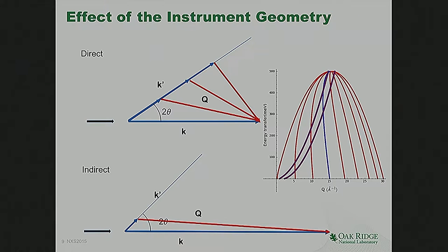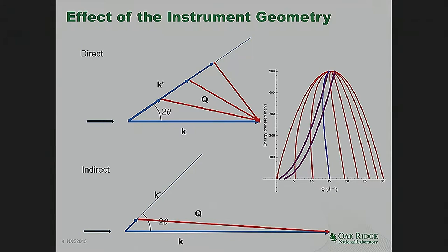When you look at an indirect geometry instrument, on the other hand, what you change is the incident momentum of the beam, and the final momentum gets fixed. Now, this final momentum by design is usually very, very small. So most of the time, one can consider that the momentum transfer Q is very close to the incident momentum. Not exact, but very close. And this is how these trajectories look when you overlap them.